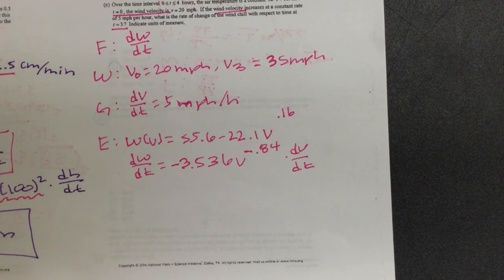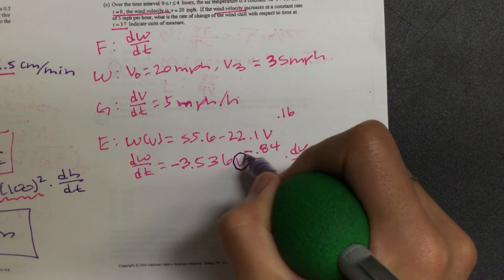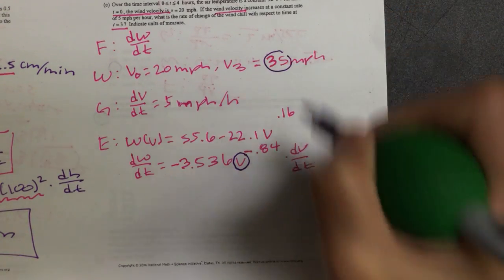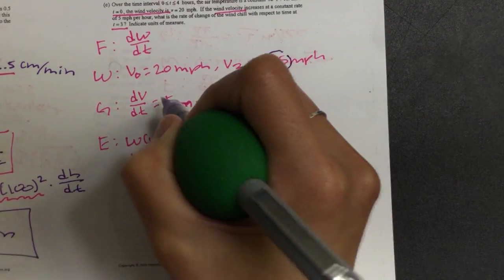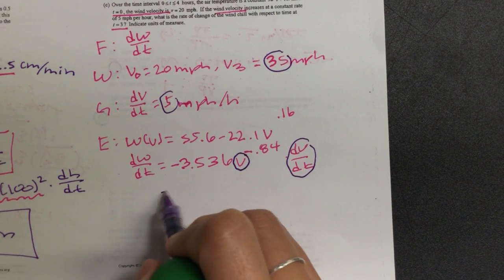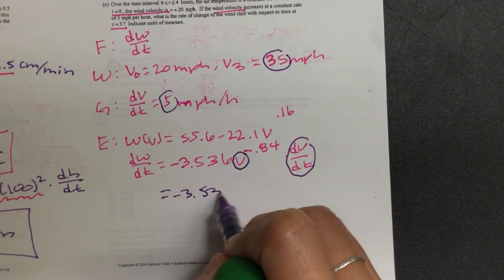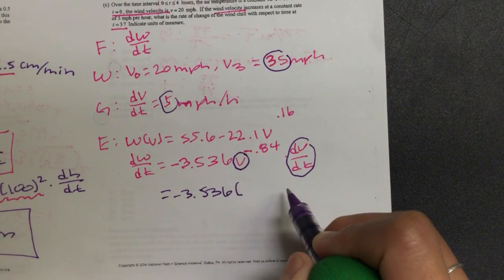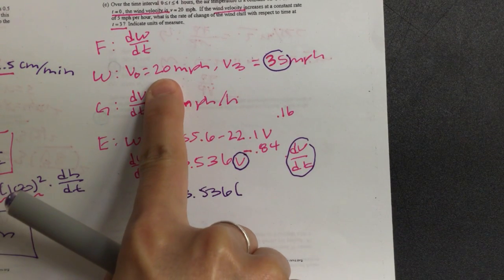So let's see what I know so far. I know our V at t equals 3 is 35, and we know dV over dt is 5. Let's plug it in. What's the point of having the initial velocity? So then we can add 5, 3 times on top of that.